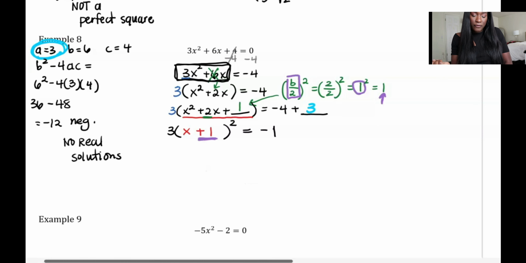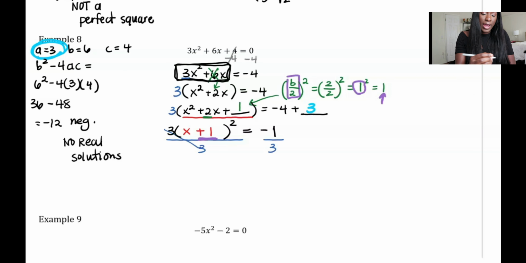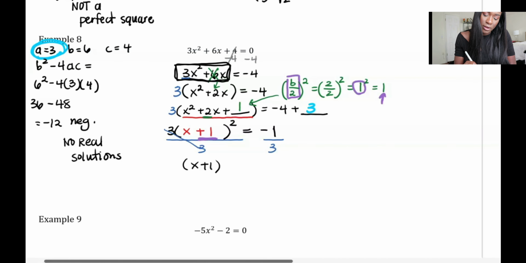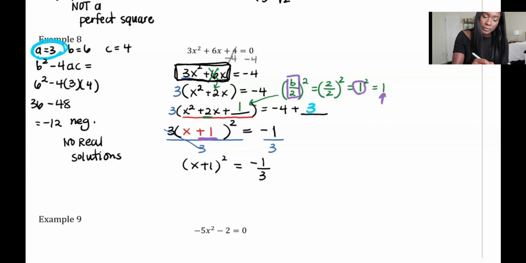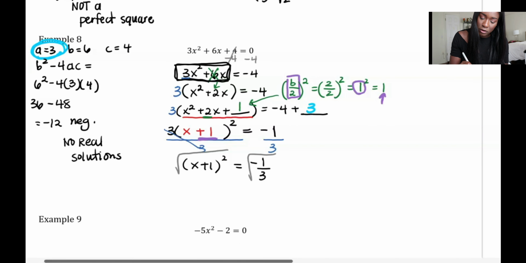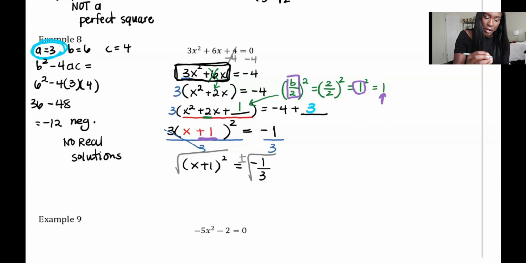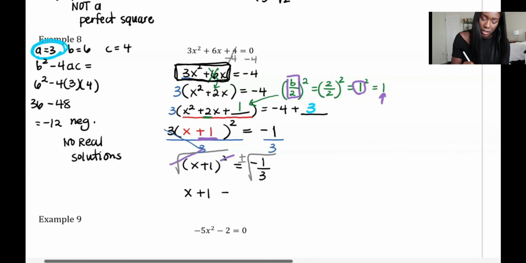So now let's solve for x. We need to isolate the squared. So let's get rid of the 3. I'm going to divide both sides by 3. So now I have x plus 1 squared is equal to -1/3. And then I'm going to square root both sides to get rid of the squared. And when you square root both sides, make sure you put that plus or minus. The square root and the square cancel out and just leave us with x plus 1 is equal to plus or minus the square root of -1/3.